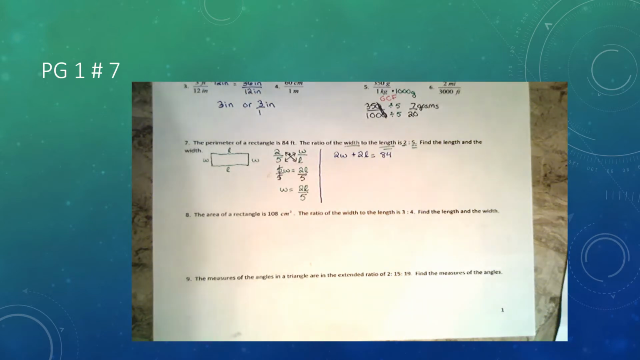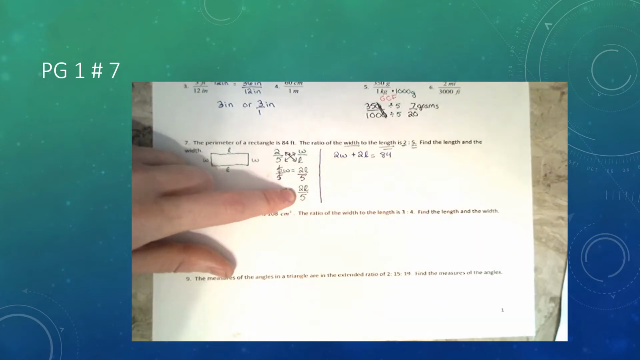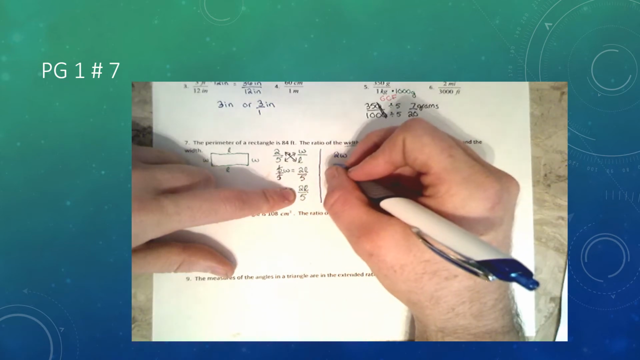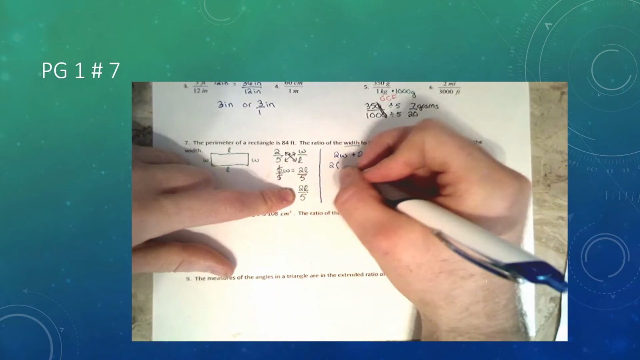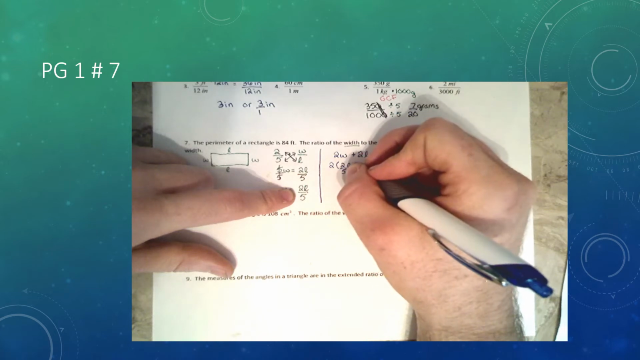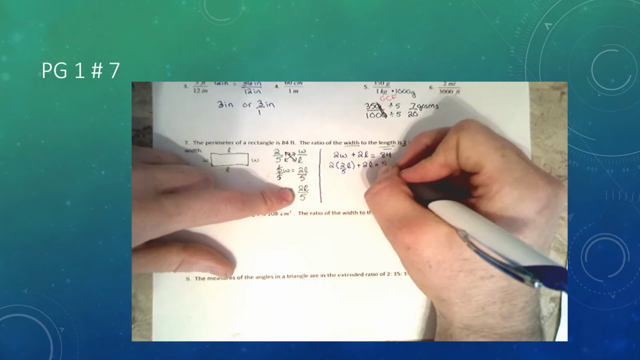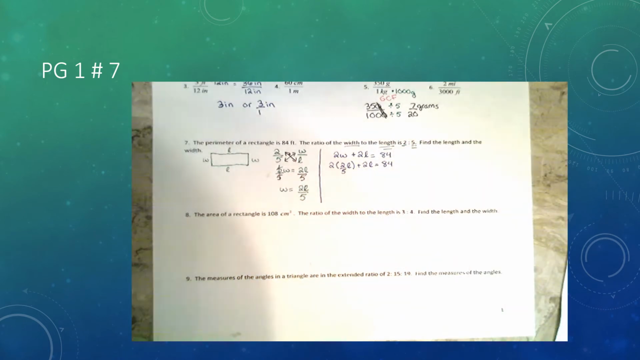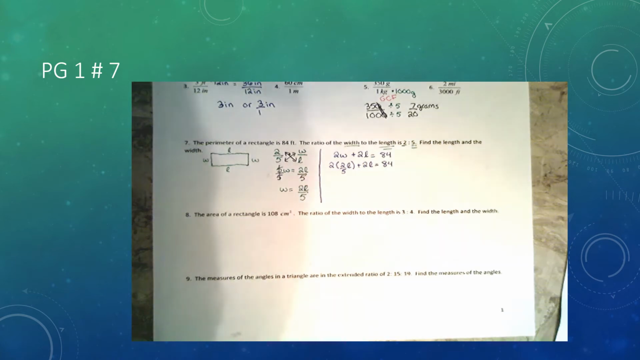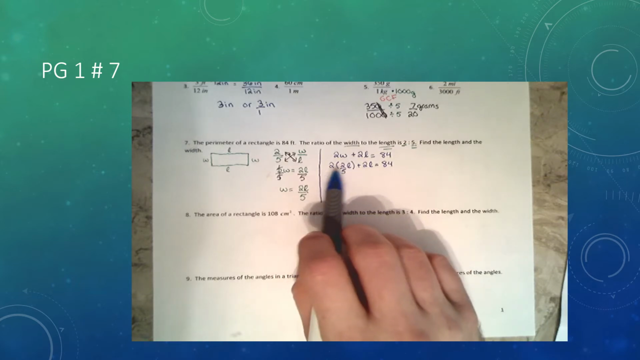So now I'm going to actually start plugging some stuff in. Instead of W, I'm going to put in the equation that I found. So I'm going to do 2 times 2 over 5L plus 2L equals 84. Now, I am going to multiply the 2 with the 2 over 5.